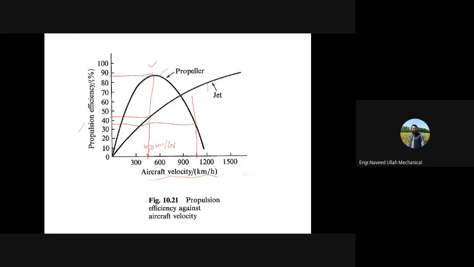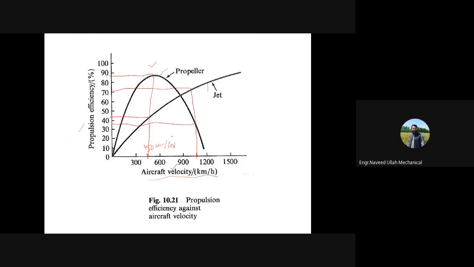But turbojet is giving you what? Around 70 plus efficiency. Okay, so here it might be written somewhere that if you have an aircraft speed up to 600 or 650 kilometer per hour, it is recommended to use a turboprop type engine and propeller type aircraft.